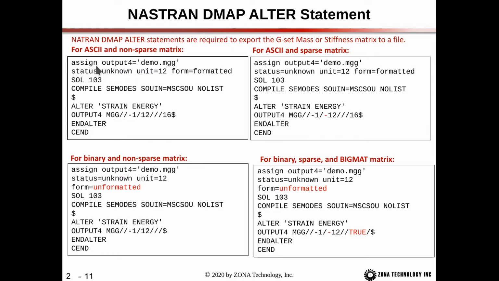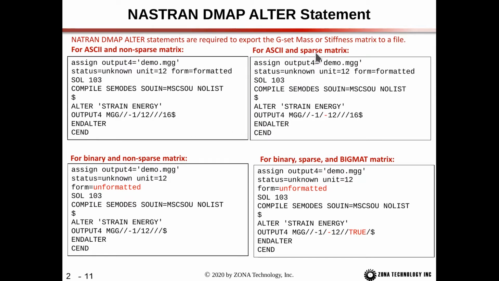But anyway, you have assign output 4 equals the matrix name. Then we have the status equals unknown, unit 12, form equals formatted. So this will specify the ASCII file. We're running solution 103, and then our alter statements are here. So we have the compile, SEMODE, subin equals MSE, subnolist, and then we have alter strain energy, and then this output 4 command will output the matrix. So output 4 MGG. This 16 here specifies full double precision in the ASCII format, and then we have end alter and cend.